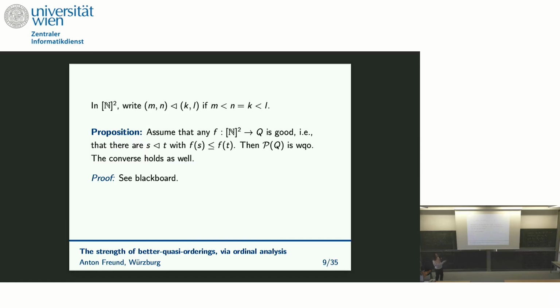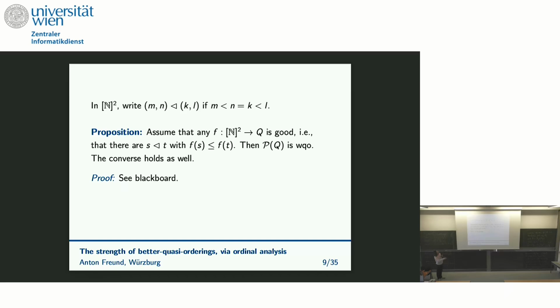And then the proposition is that if any generalized sequence with these pairs as domains is good, in the sense that you can find a triangle relation between one pair S and another pair T, such that the value on S is bounded by the value on T, then we get what we want, namely the power set is a well-quasi-order. And it also turns out that this is not just a sufficient condition, but actually an equivalence, so the converse holds as well.